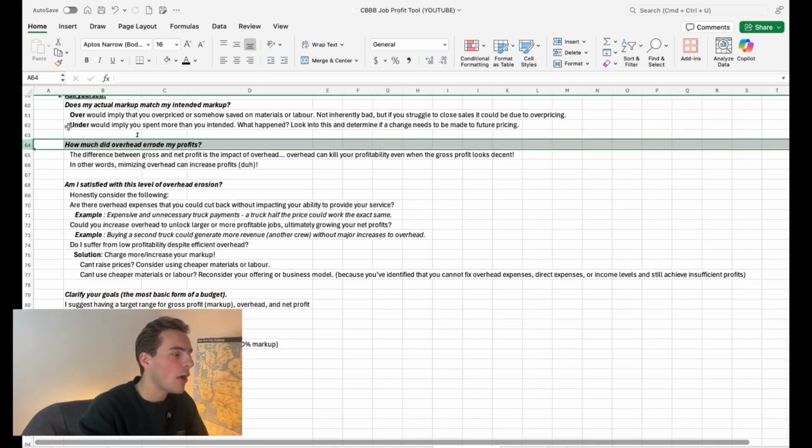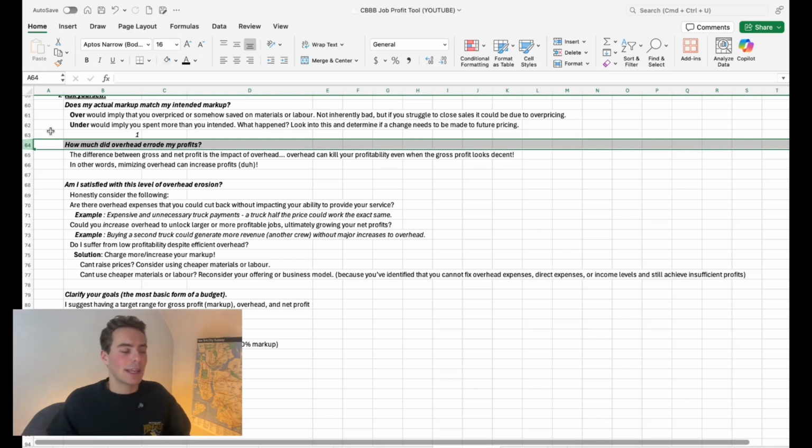Next question here is, how much did your overhead erode your profits? So we already looked at the markup versus margin. We determined that the gross profit of this job was more or less what we anticipated. But now let's look at overhead. Because with overhead, your gross profits are going to fund all the overhead expenses that are incurred. And what's left over is what really matters. That's the money that stays in your account at the end of the day. So you want to look at the impact of your overhead on those profits.